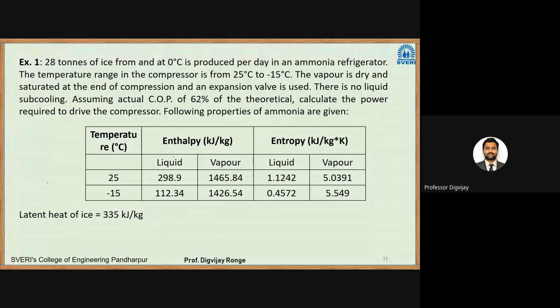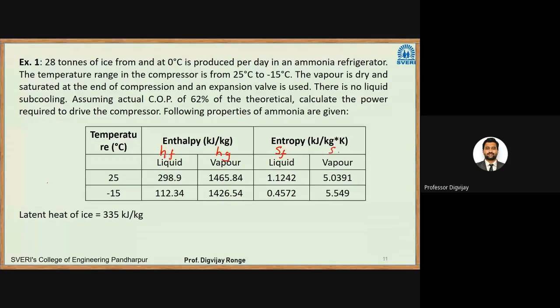The vapor is dry and saturated at the end of compression. This condition is given in this case. An expansion valve is used. There is no liquid subcooling; it is clearly mentioned. Assuming actual COP of 62% of the theoretical, calculate the power required to drive the compressor. The following properties of ammonia are given. In that table, the first column is temperature, which means saturation temperature. Then enthalpy is given; liquid means that will be Hf, and for vapor it will be Hg. Entropy is given for liquid, that will be Sf.